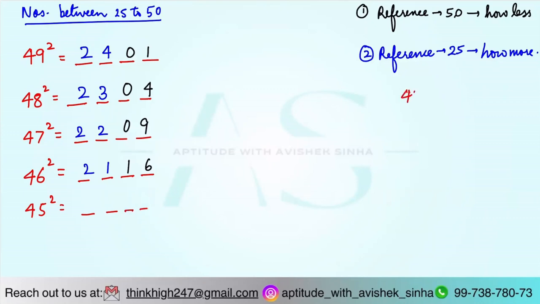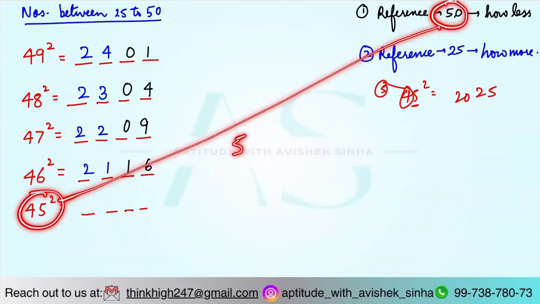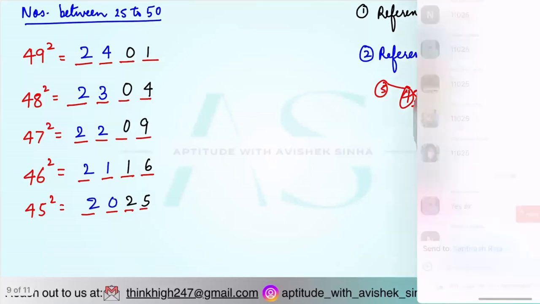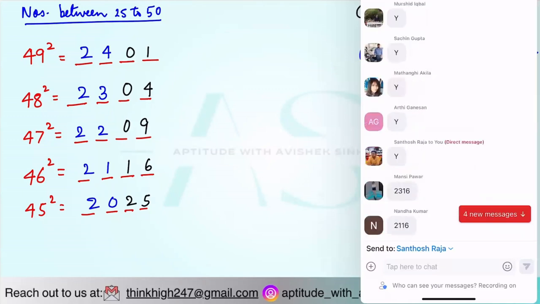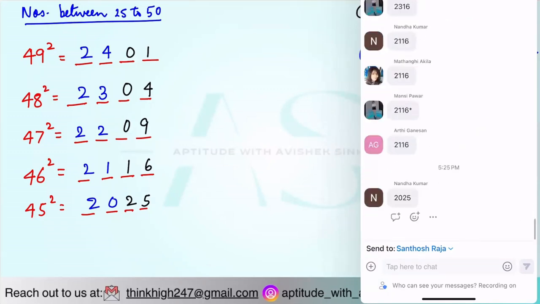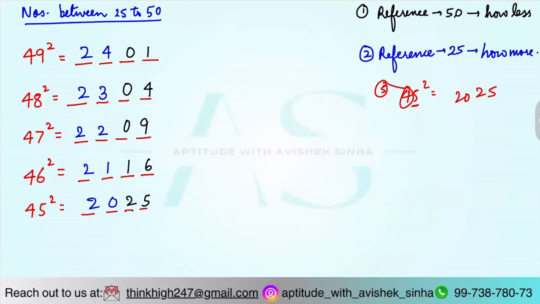Same goes for 45 square. Although if you do 45 square, you know it is ending in 5. So it is 25, and 4 plus 1 is 5, 5 fours are 20: 2025. But let's do it with this method. 50 minus 45, 5 less. What is the square of 5? 25. So the last two digits are 25. Then how much is it more than 25? It is 20 more. Clear? 2116, 2116. I hope that is clear. And then 2025. Very good. I hope all of you are following this.